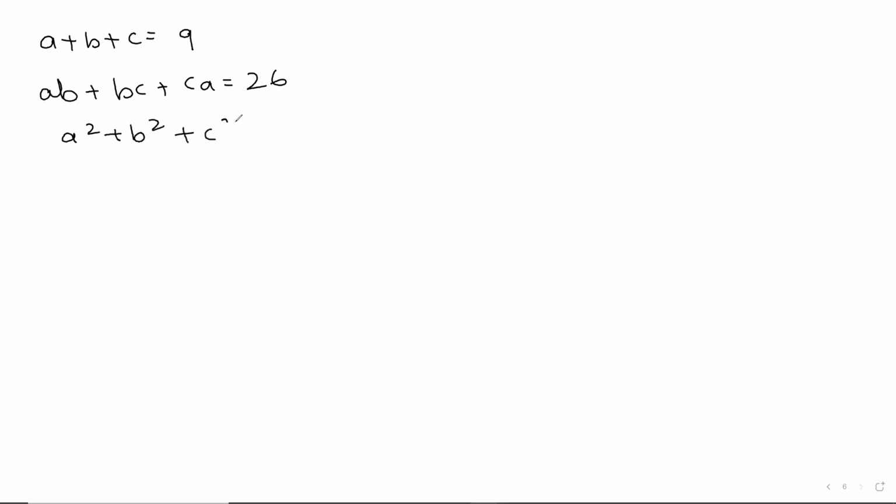let's do the question. So the question is, I think if I'm right, a plus b plus c is given to you to be 9, and you know that ab plus bc plus ca is equal to 26, and you are supposed to find a square plus b square plus c square. Is that right? Yes, ma'am. So how do you do this, and what did a square plus b square plus c square come out to be?